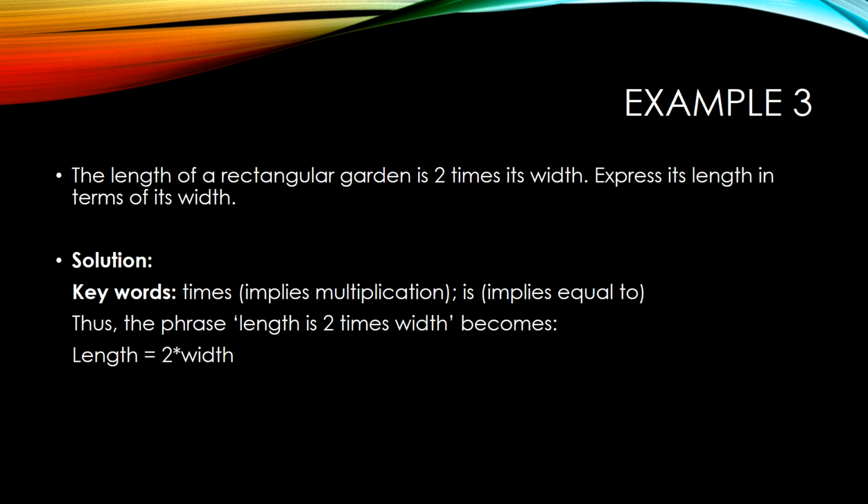Next problem. The length of a rectangular garden is 2 times its width. Express its length in terms of its width. Here the keywords are times implies multiplication, is implies equal to. Thus the phrase length is 2 times width becomes length is equal to 2 into width.